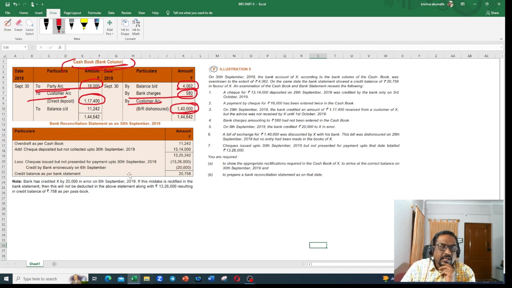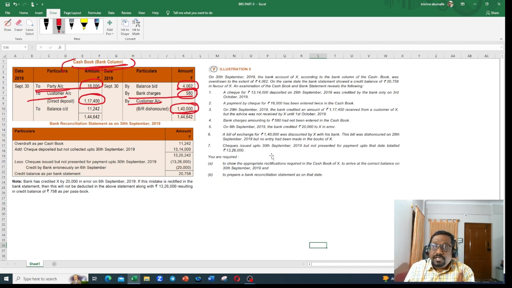Next. Checks issued up to 30th September 2019 but not presented for payment up to that date totaled 30,26,000. This particular point is not an error, and it is not an omission as well. Why? You issued the check. The supplier did not present that check in the bank. It is the supplier's problem. What will the banker do? The banker can't do anything unless the supplier goes to the bank and collects his amount. The banker will make the payment only if the supplier submits it. So it is not a mistake of the banker. It is not your mistake as well.